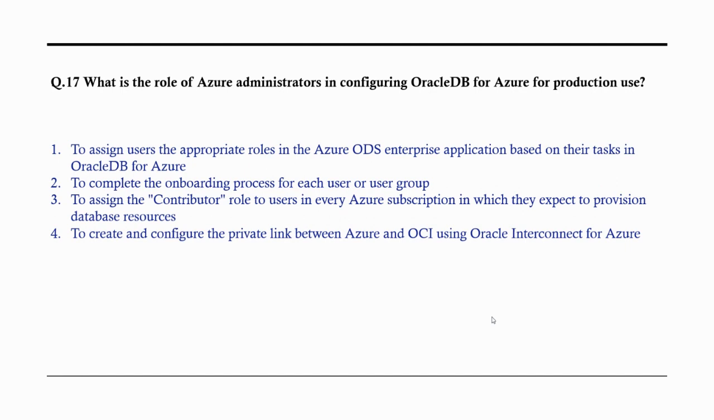Question 17. What is the role of the Azure administrator in configuring the Oracle DB for Azure for production use? Here you need to understand that the role of the Azure administrator is to assign a user an appropriate role in the Azure ODS enterprise application based on their task in the Oracle DB for Azure. So you have to select answer one here.